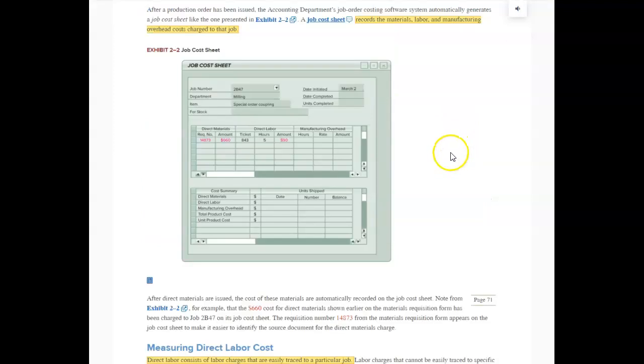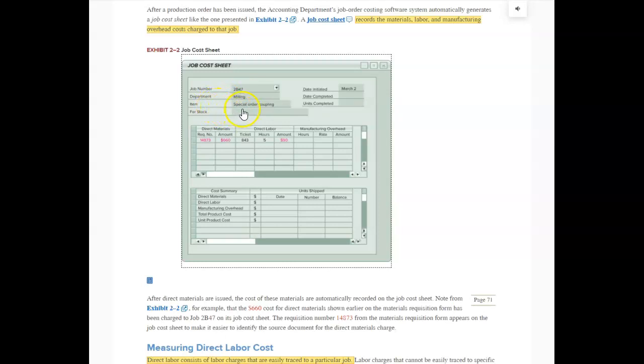The next form we have is called the job cost sheet. I want you to pay close attention to this sheet and make sure you know what goes into this form. So here it is. We first start out with a job number, and each company has its own series of job numbers, so this is not really important overall, but this company happens to call this job number 2B47. It shows the department in which the manufacturing process is occurring. In this case, it's the milling department.